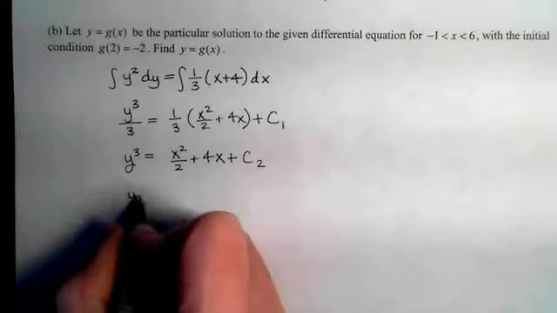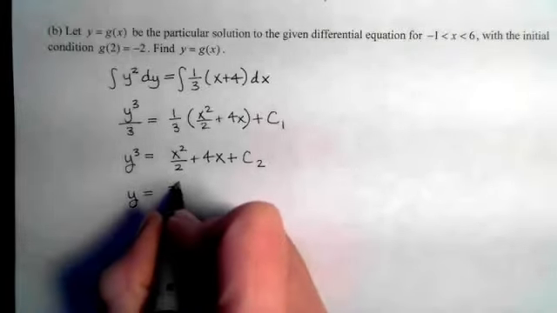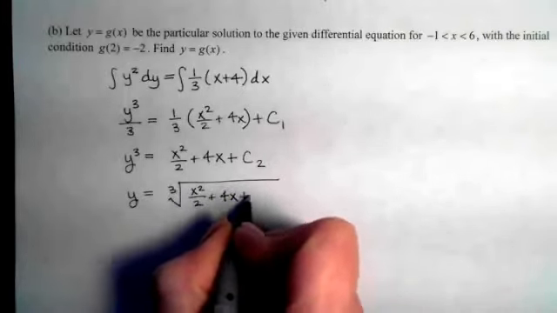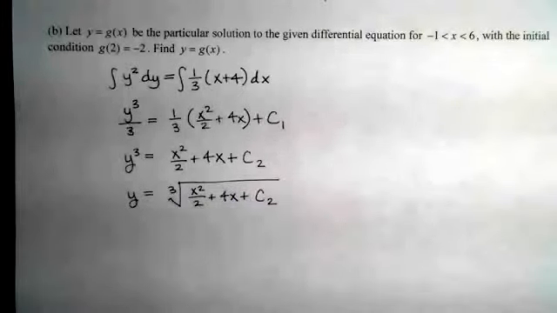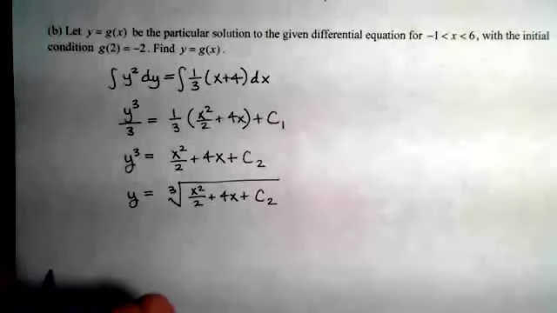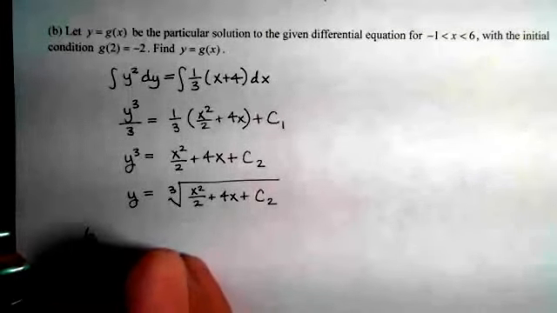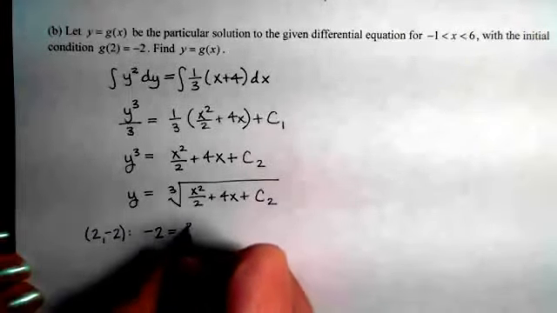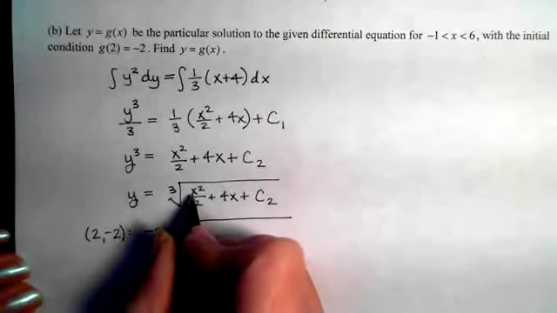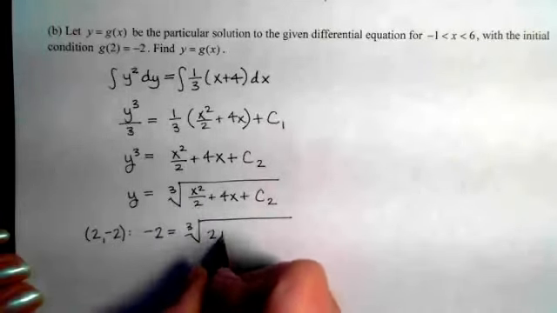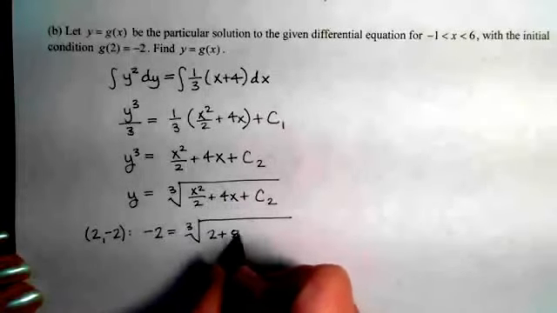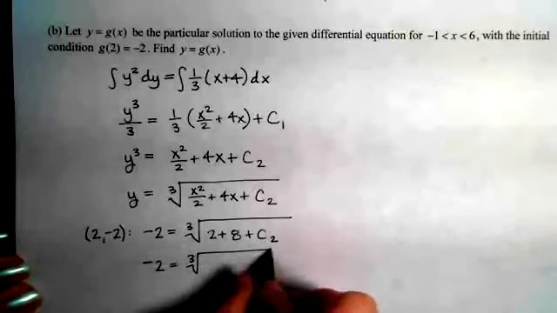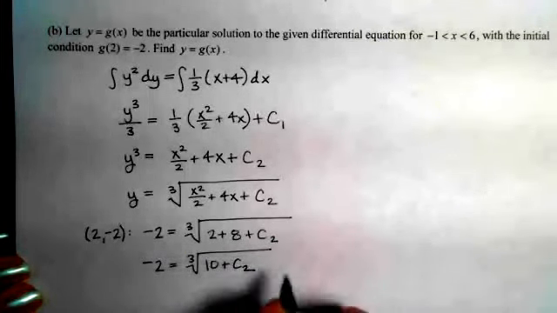So now when I take the cube root, notice I don't have to do plus or minus because it's a cube, it's an odd root. And I'm ready to now plug in my point. So the point comes out as a negative 2 when I plug in a positive 2. So a 2 squared over 2 is a 2, plus a 4 times 2 is an 8, plus a c sub 2. So I get a negative 2 equals a cube root of a 10 plus c sub 2.